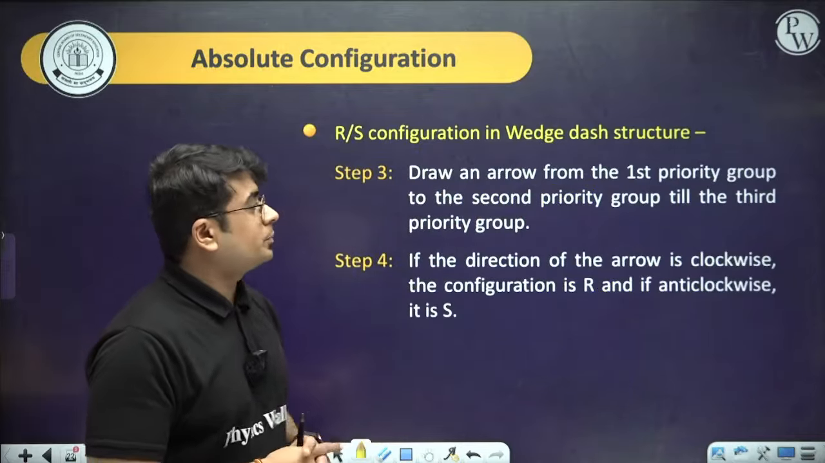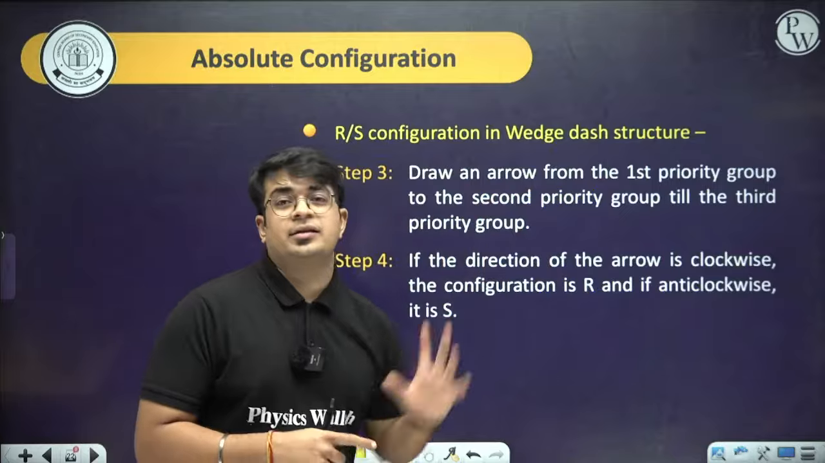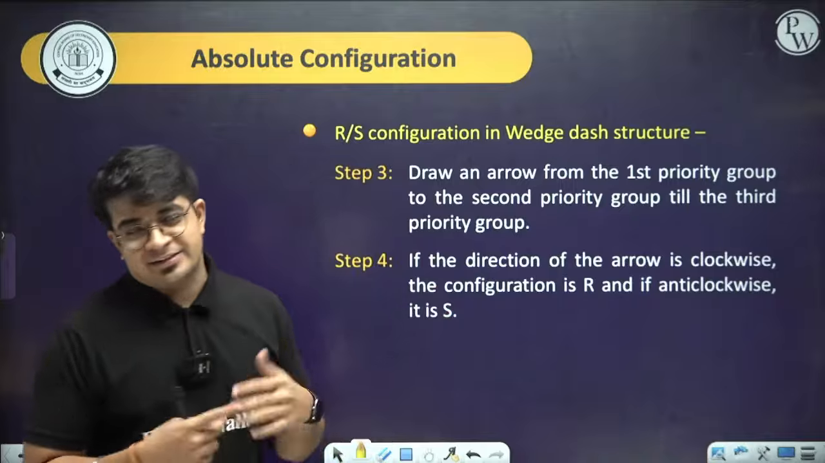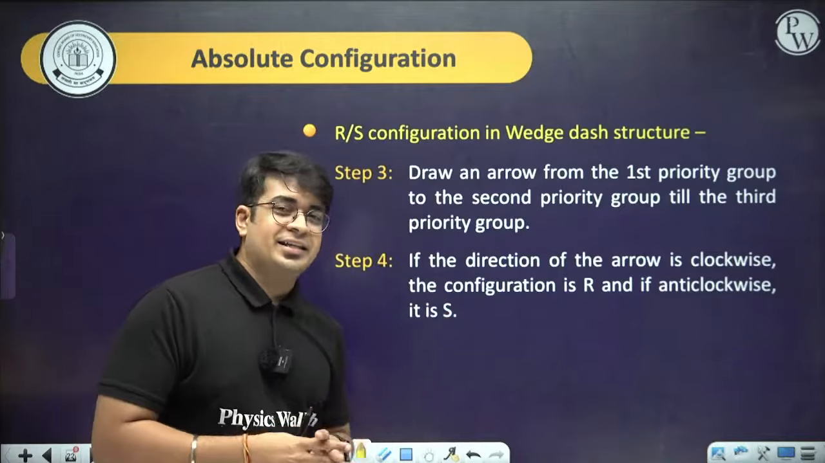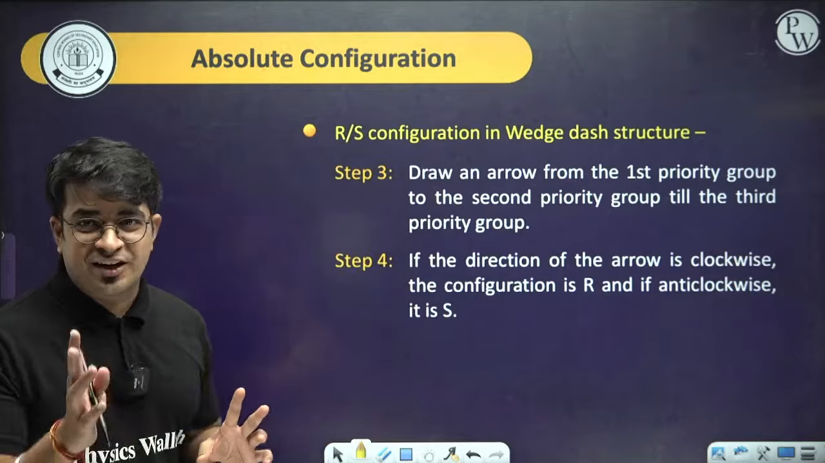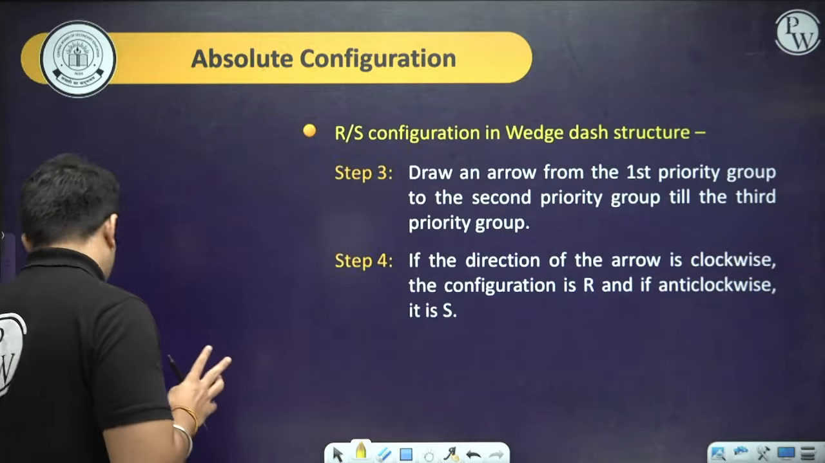Okay, now draw an arrow from the first priority group to the second and third priority groups only. If the direction of the arrow is clockwise, then it is R. If it is anti-clockwise, then definitely it is S. I hope this part is clear. Now let's try to solve certain questions related to this.